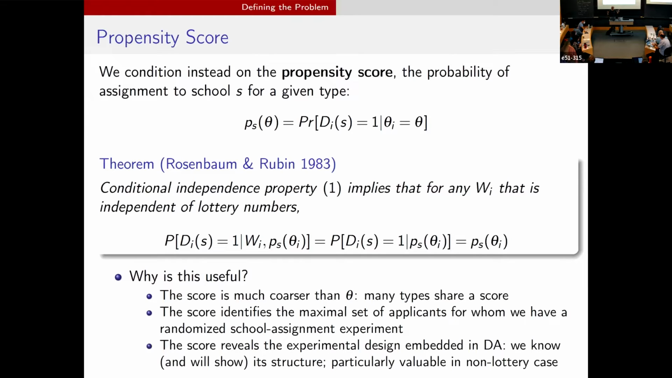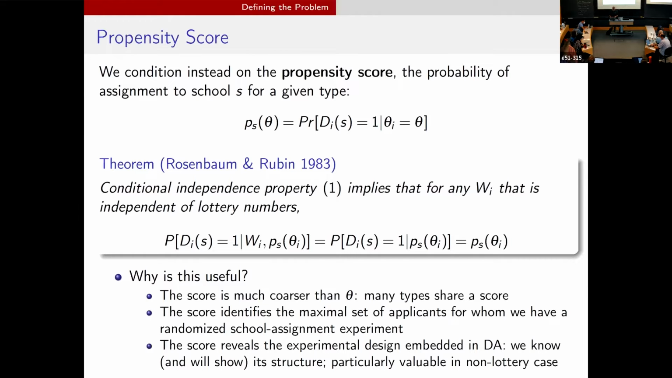So if I looked at my data set, I would say, John and Parag, they're different. They have different thetas. But if we ask what's the propensity score for John and Parag at school A, we would find that it's the same. Okay, so that's the idea, and I'll show you another example of that in just a second.